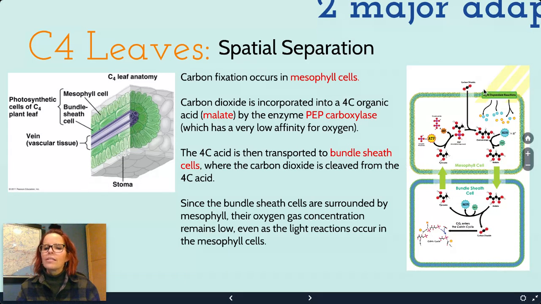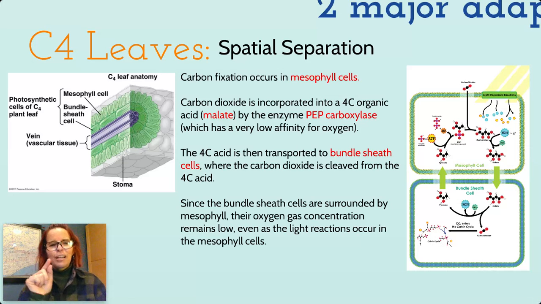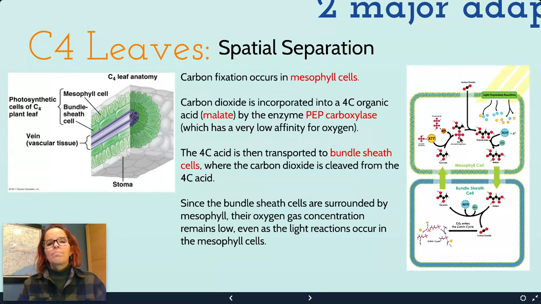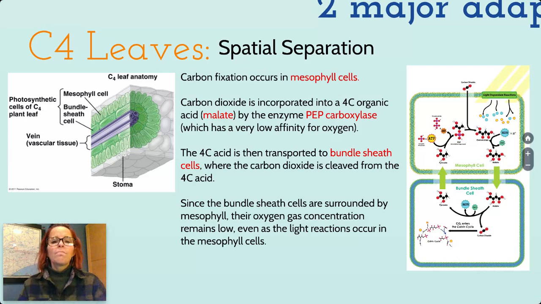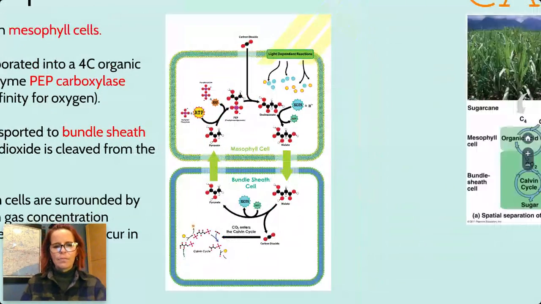So notice that this is where the light-dependent reactions are happening, and then the rest of the Calvin cycle happens over here. Oxygen starts collecting here, but it's not over here. So this separates the cells that have a lot of oxygen from the cells that don't. And so this allows the process to keep happening without oxygen interfering. So all you need to understand is that with the C4 process, the light reactions are separated in different cells from the Calvin cycle.